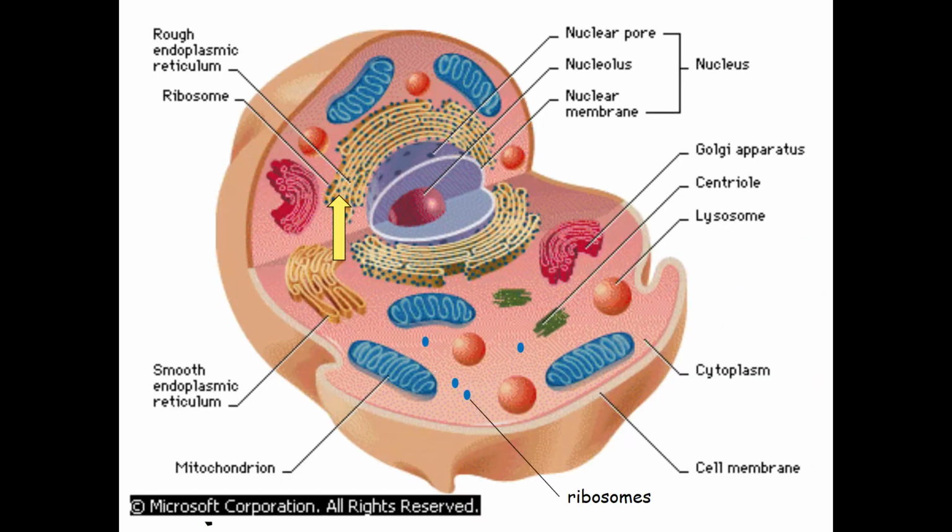And if you look in this picture, these blue dots here are ribosomes, and then also all along this yellow endoplasmic reticulum that has the blue dots, that would be the rough endoplasmic reticulum, because there are ribosomes attached to it.